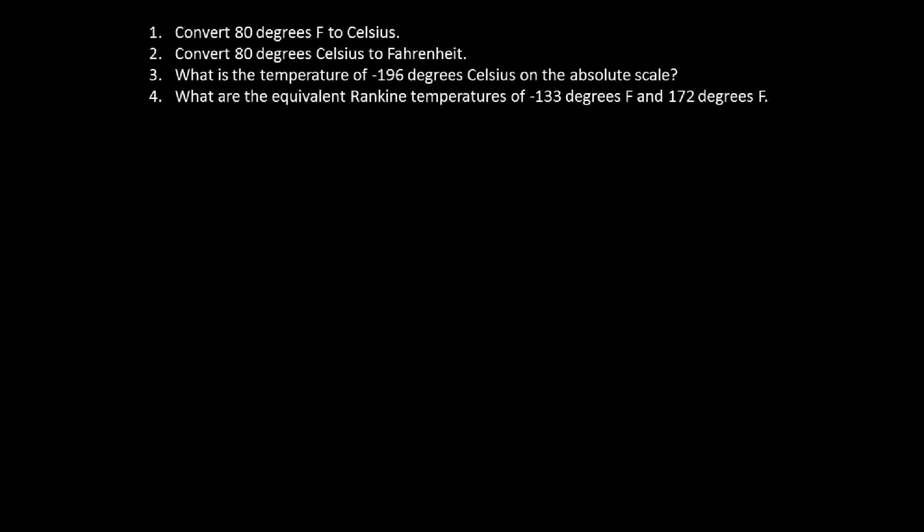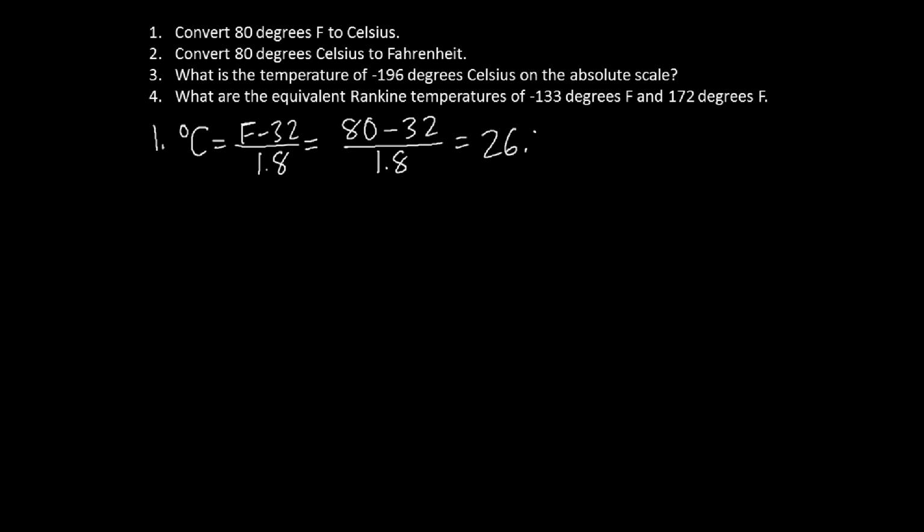So it is time to use the formulas that I've shown you in the earlier slides. Question number 1 states that we need to convert 80 degrees Fahrenheit into Celsius. So, degrees Celsius, the formula will be F minus 32 in the numerator divided by 1.8 in the denominator. And then we're going to substitute the values. The Fahrenheit here is 80 minus 32, all over 1.8, and this will be equal to 26.7 degrees Celsius. So we have already answered the first question.